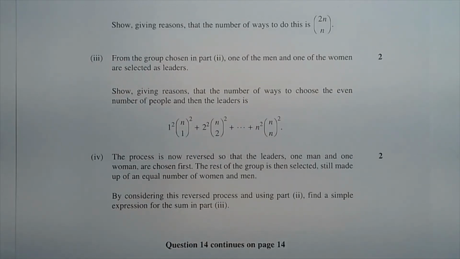Part 3. From the group chosen in part 2, one of the men and one of the women are selected as leaders. Show, giving reasons, that the number of ways to choose the even number of people and then the leaders is 1 squared multiplied by n choose 1 squared plus 2 squared multiplied by n choose 2 squared plus dot dot dot plus n squared multiplied by n choose n squared.